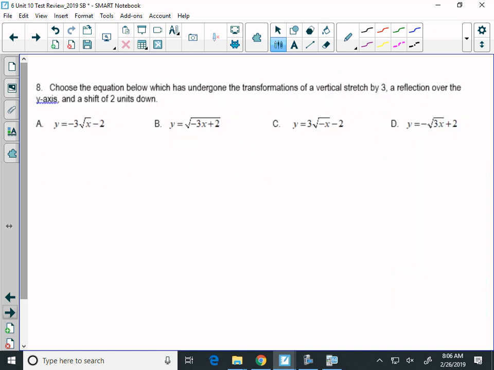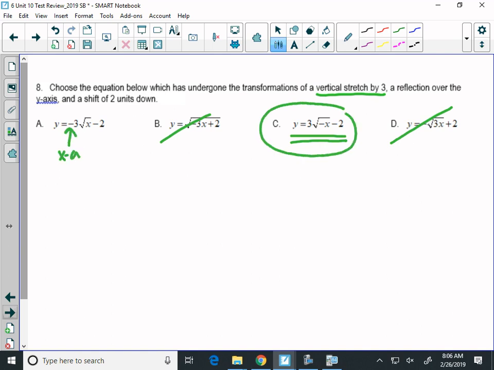All right, last multiple choice question here. Choose the equation below that has undergone a vertical stretch by 3. So let's look at these. Vertical stretch by 3. The 3 is going outside of the radical. So we have A and C. B is not a vertical stretch, neither is D. And reflection over the y-axis. So that means just like the problem a couple ago, the negative is under the square root and down 2, which does match C here. In A, this is a reflection over the x-axis. So that's not what we want.